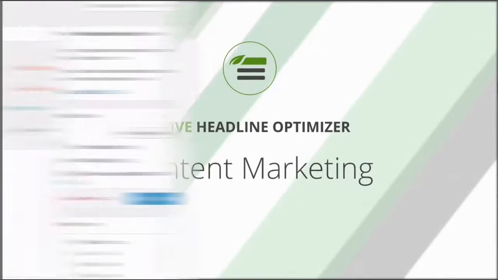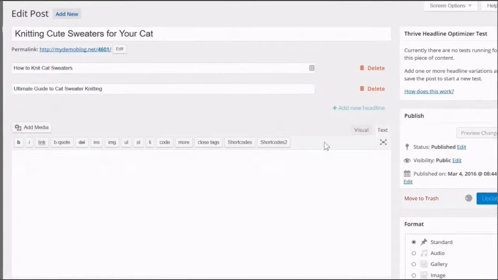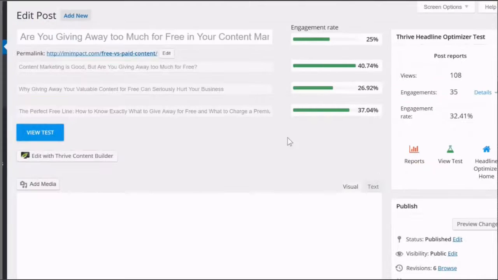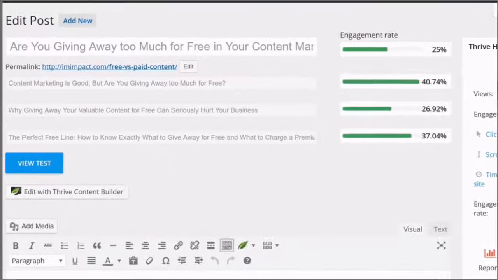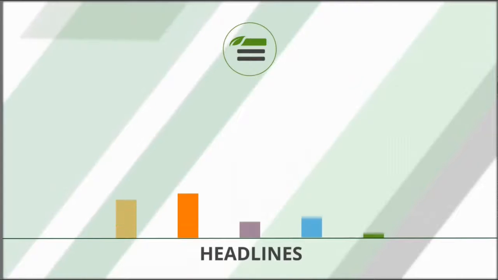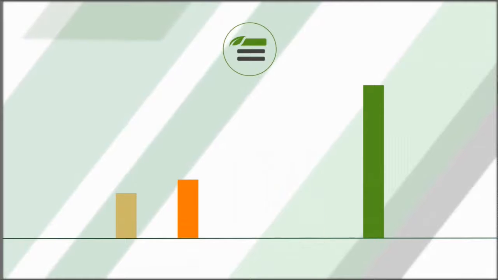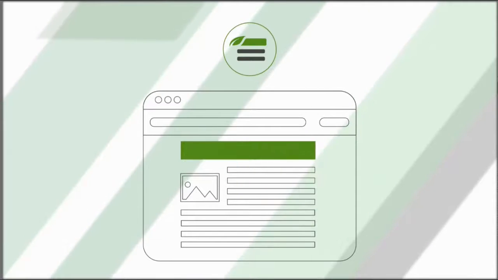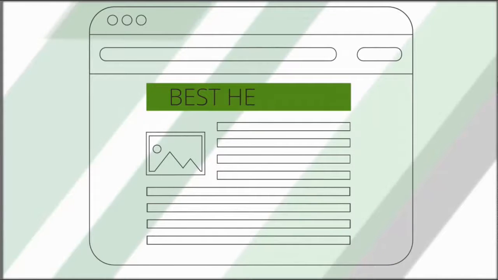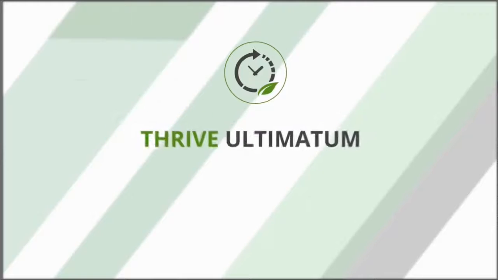Thrive Headline Optimizer is a plugin that helps you improve your content marketing. You can create alternative blog post titles which will be tested against each other. And the plugin measures exactly which one is the best and automatically removes the rest. So you will have the best page builder and the best page header in your website.